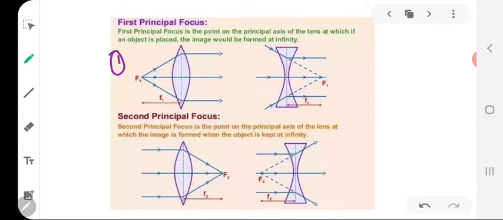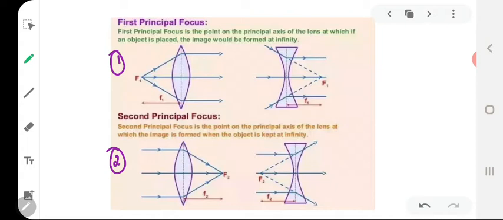Let's define the second principal focus. It is a point on the principal axis at which the rays coming parallel to the principal axis converge on the other side of the lens, that is in the case of convex lens, or appear to meet on the same side of the lens as in the case of concave lens after refraction from the lens. So it is given by f2. We represent first principal focus by f1 and second principal focus by f2.